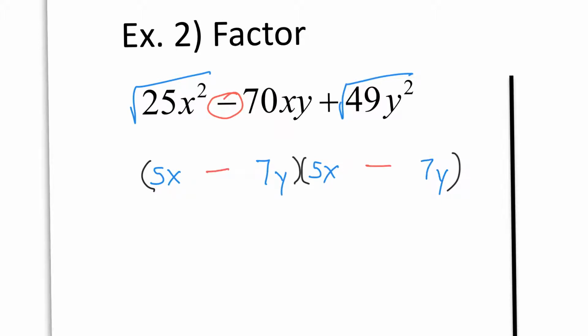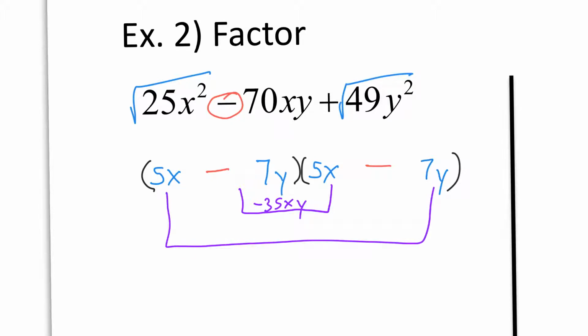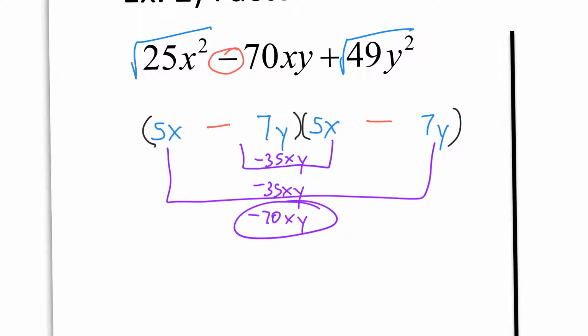Now, if you are thinking, what happens to the middle term? Once again, you can multiply these two terms, negative 7y times 5x. That's going to be negative 35xy. You need to put the variables in alphabetical order when you multiply. And 5x times negative 7y, that's a negative 35xy. And when you combine those two terms, you get negative 70xy, which is the term in the middle. So now you write your binomial with the square. So we have 5x minus 7y with a square.